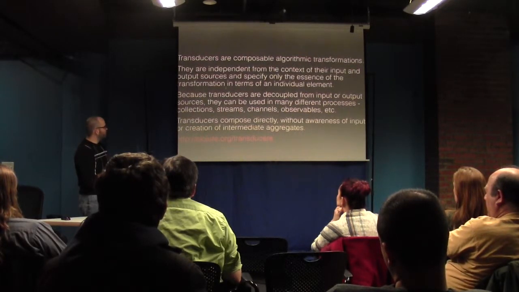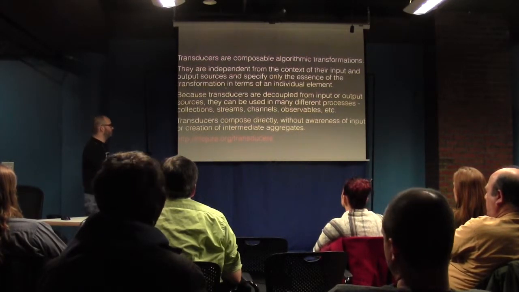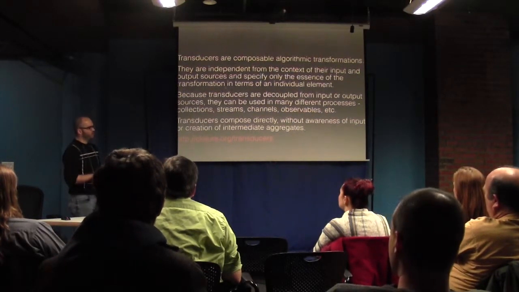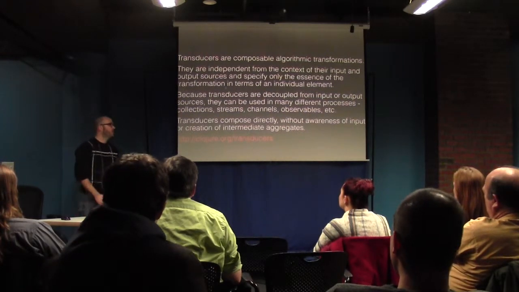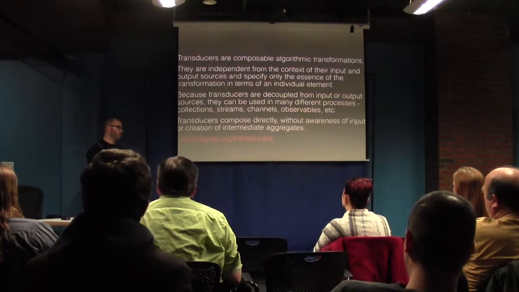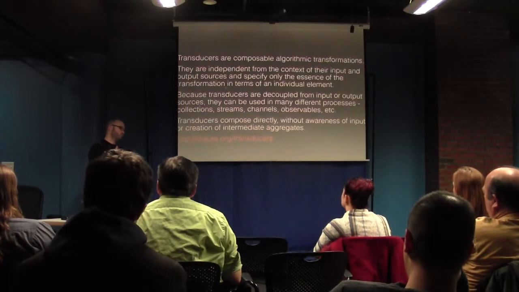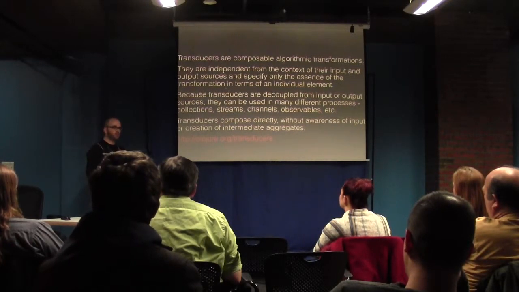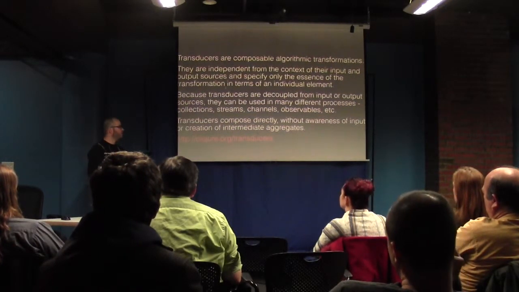So you can use them in many different processes: collections, strings, channels, observables. Observables would be things like, well, event listeners, I guess, would be an observable. Other things would be reactive extensions. They define their API based on an observable, which is a callback. Every time you get an event, you push data through this chain, and then you can do operations like you would see in Underscore, like filter and map and take and anything like that.